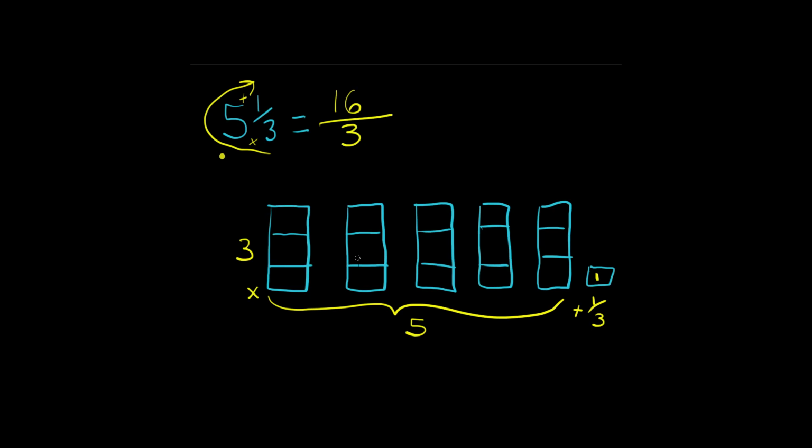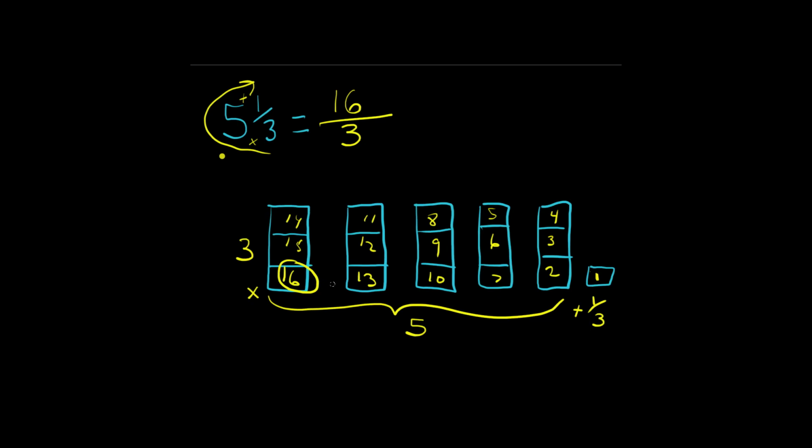Another way to do it, if you can draw this, is just to count. So you could do 1, 2, 3, 4, 5, 6, 7, 8, 9, 10, 11, 12, 13, 14, 15, and 16. You could even count them all up, and each part has 3. So that's another way you can do it.